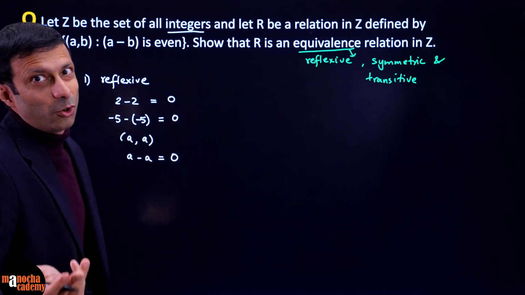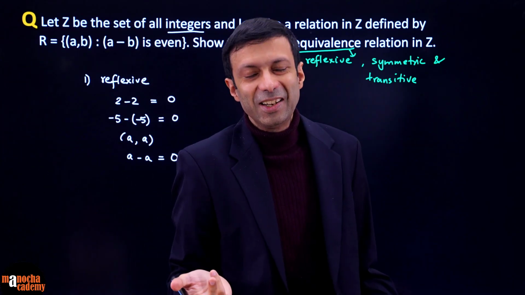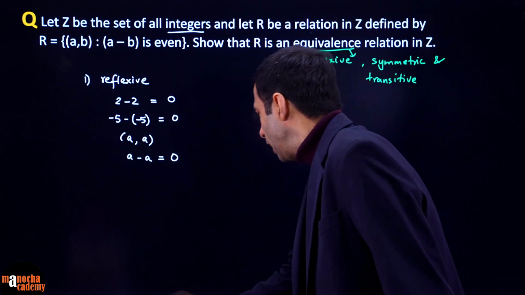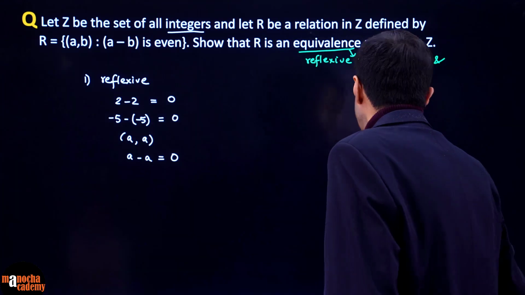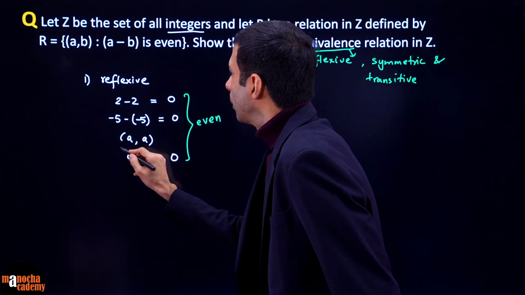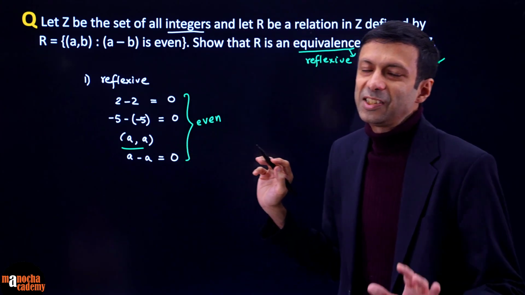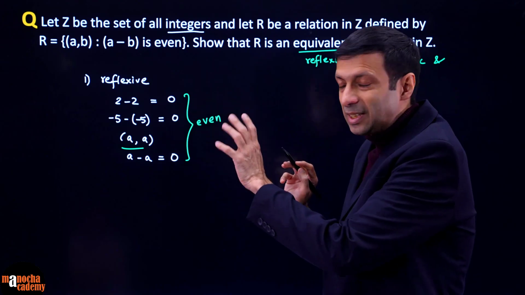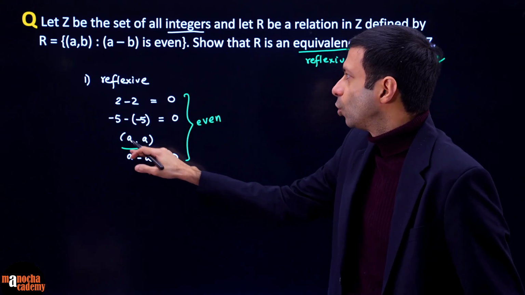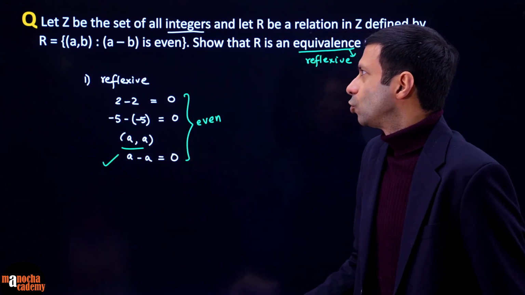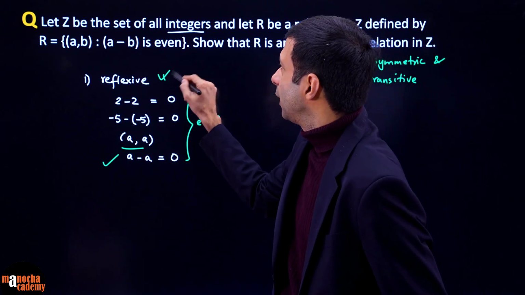And clearly 0 is an even number, right? 0 is considered even because 0 is divisible by 2. So we can clearly see that this is always even. For any (A, A) that you take, it is definitely reflexive. You can get an idea with basic numbers, and then what you need to show is that for any (A, A), the difference is 0. So the relation is definitely reflexive.